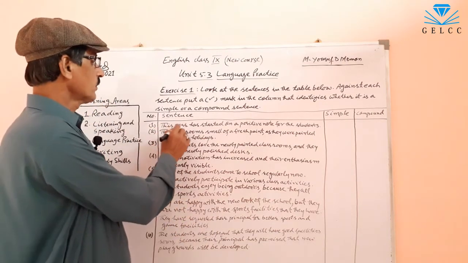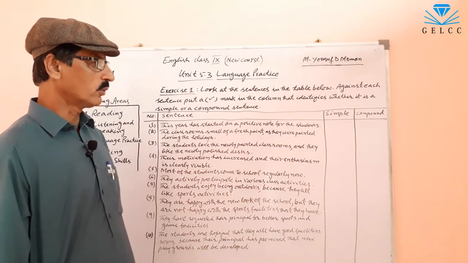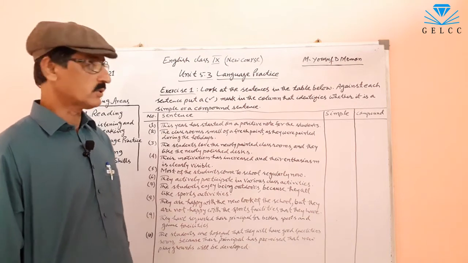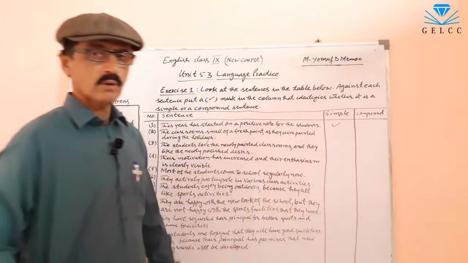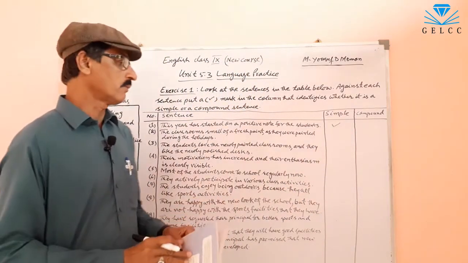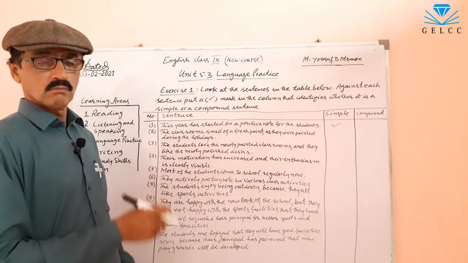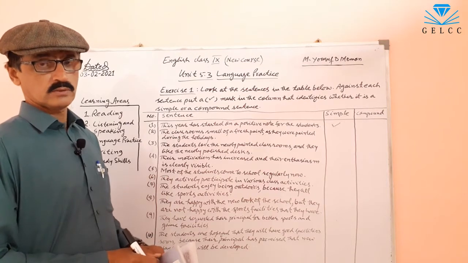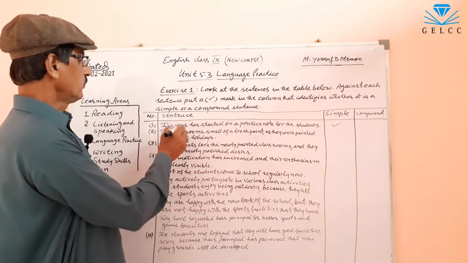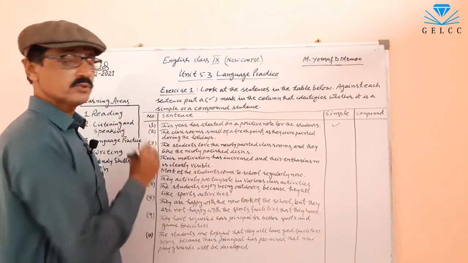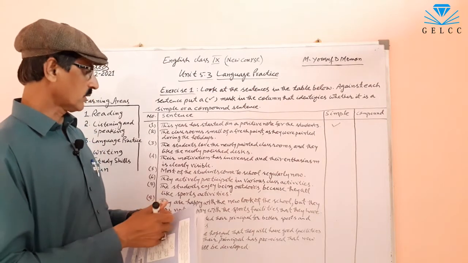Number 1, this year has started on a positive note for the students. It is a simple sentence. In your book, it has already been done. How is it a simple sentence? As I already told you, a simple sentence has one subject and one predicate. This year is a subject. In this sentence, this year is the subject.